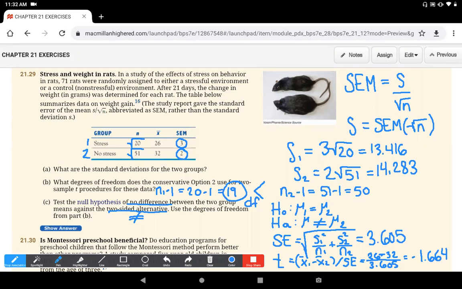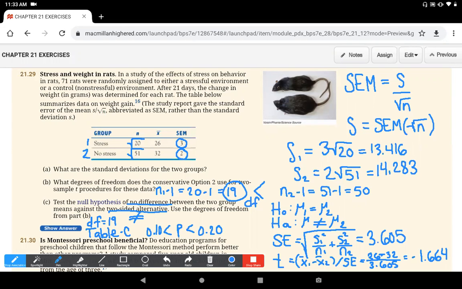All right, now remember, we need to use our degrees of freedom from part B. So with degrees of freedom 19 from part B, using table C in our book, we can see that our p-value is between 0.10 and 0.20.